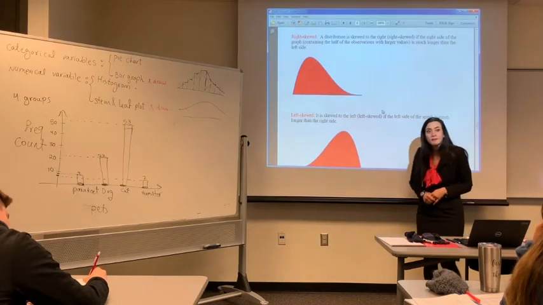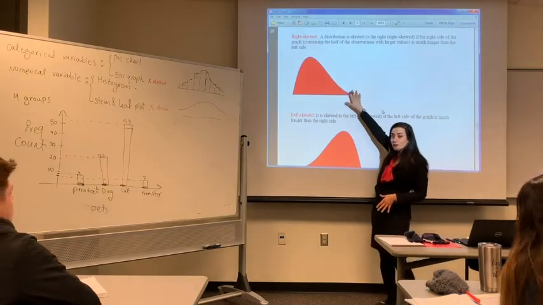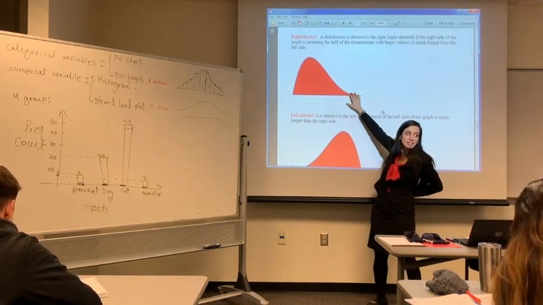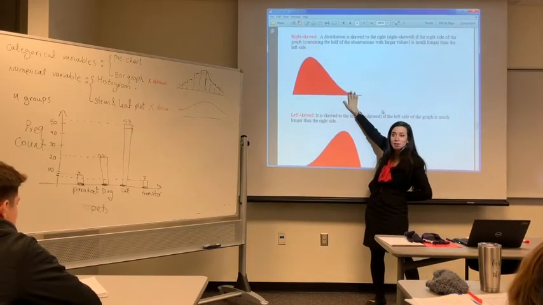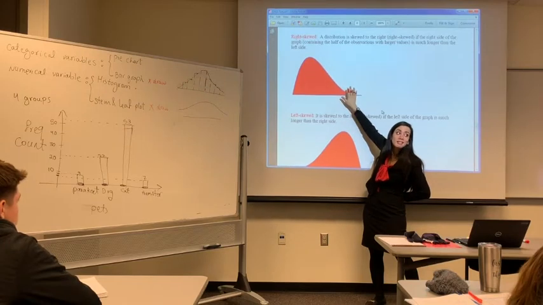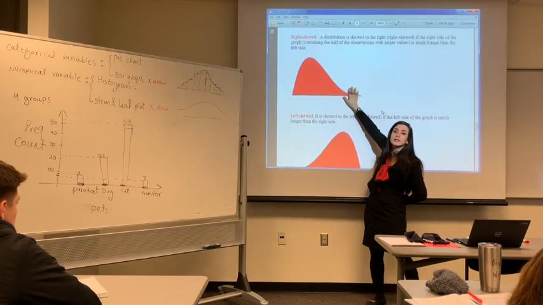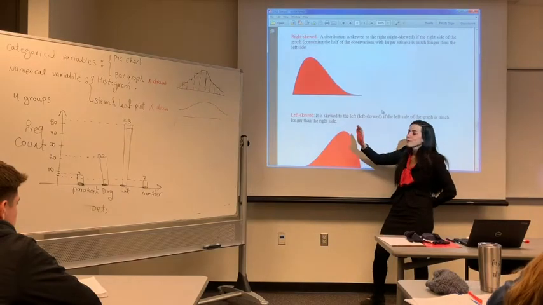Then here, the shape is different from the previous one, correct? On the right side, we have an extension. This one is extended to the right side, correct? So that's why we call this a right skewed shape. And then add this in parentheses beside right skewed: this is positively skewed. Positively. Why positively? I will tell you.